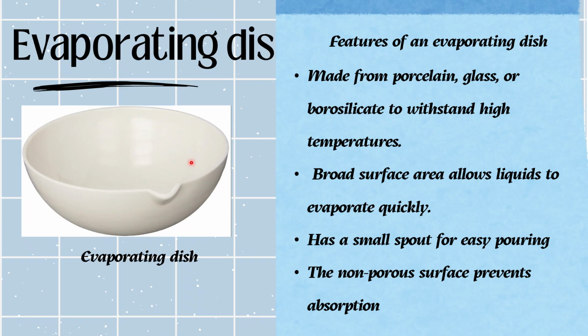Now, the next is it has a non-porous surface. As you can see, even if you have it in your hand, once you go and check it in your lab, there are no pores in the surface of this evaporating dish, which prevents stains or the absorption of chemicals inside it. Because if there are pores, it is going to absorb the chemical that we have added, and when we carry out the next reaction, we will end up with impurities in it. So the material is non-porous.